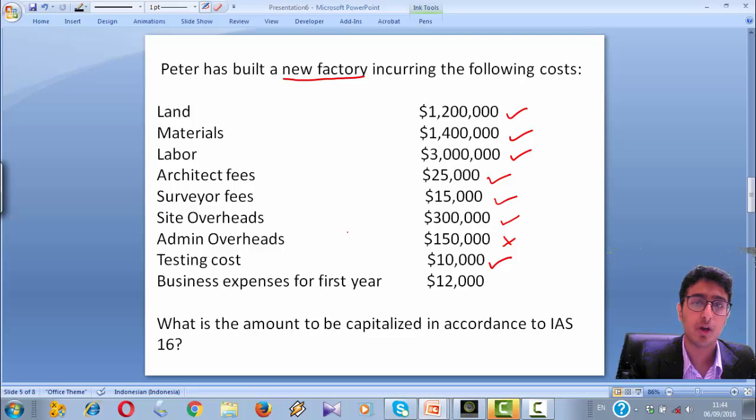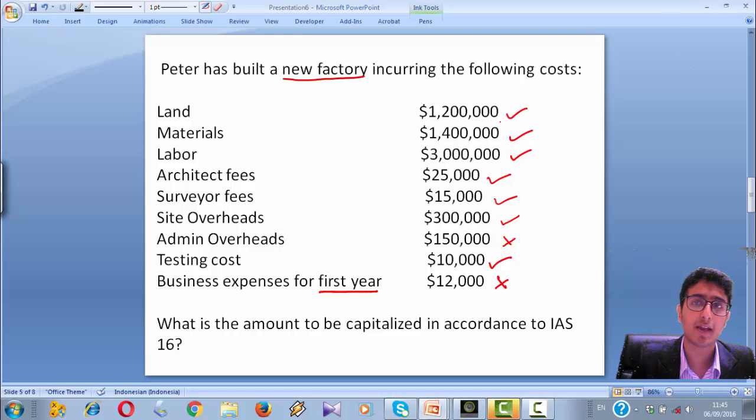Usually, when it comes to IAS 16, we only capitalize one-time costs, meaning the cost which we are only going to incur one time. Now, it says business expenses for the first year. If you think about it, doesn't this mean that in the second year, in the third year, in the fourth year, we will still have to pay for it? Due to that reason, we are also not going to capitalize this.